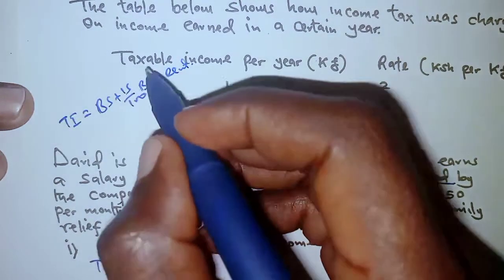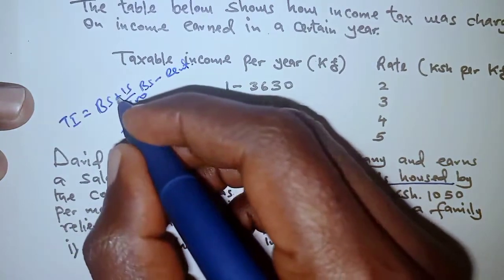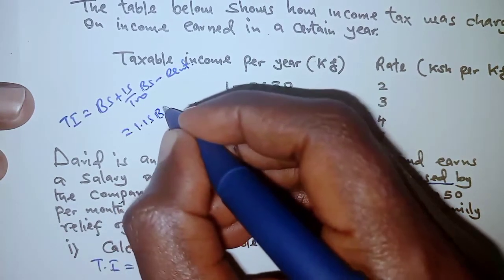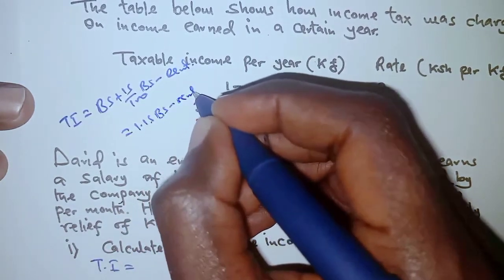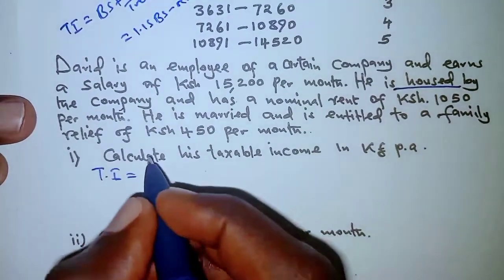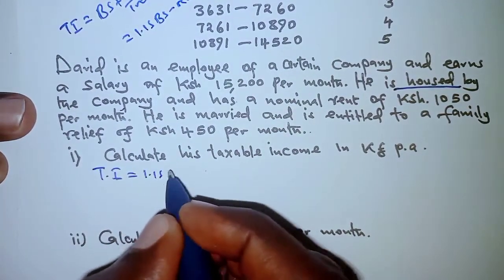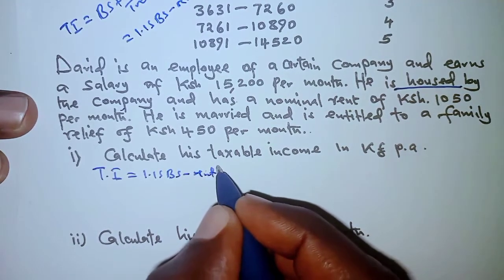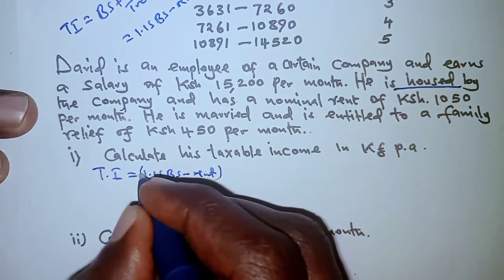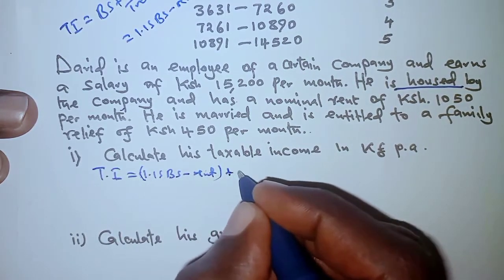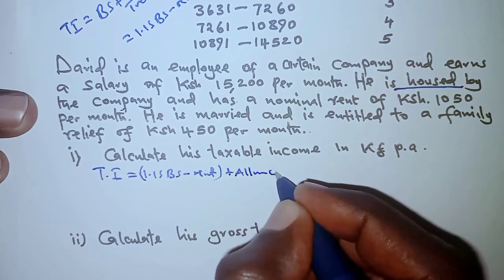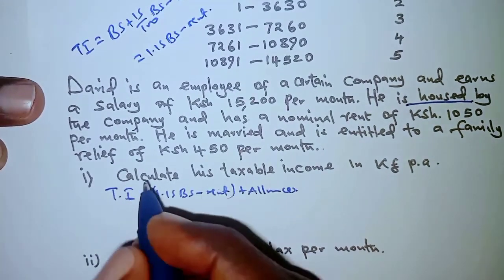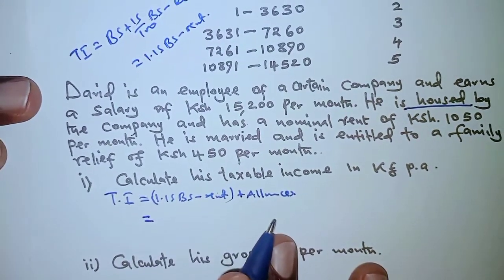That simply means when we simplify this part, we simply have 115 over 100, which is 1.15 of the basic salary less rent. So that is what I want to write here. So we have 1.15 of the basic salary minus rent. And then if at all we have any allowance, we add them here. So we have allowances.